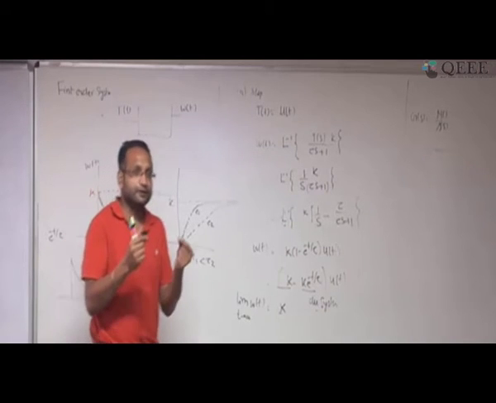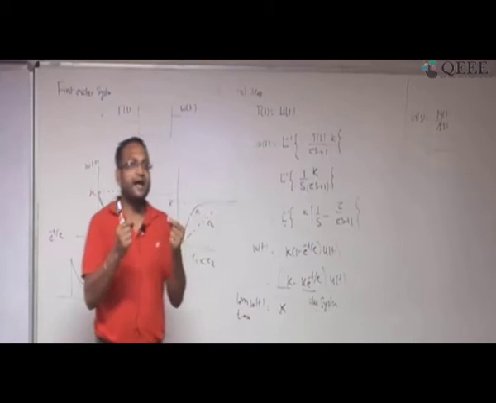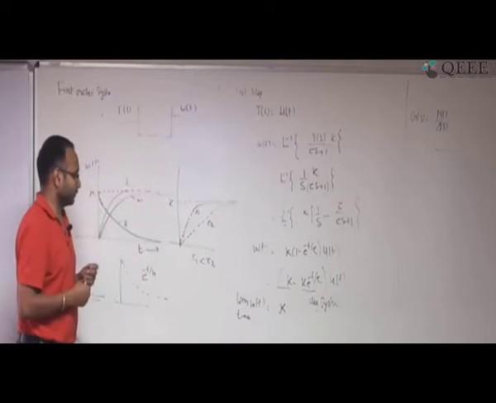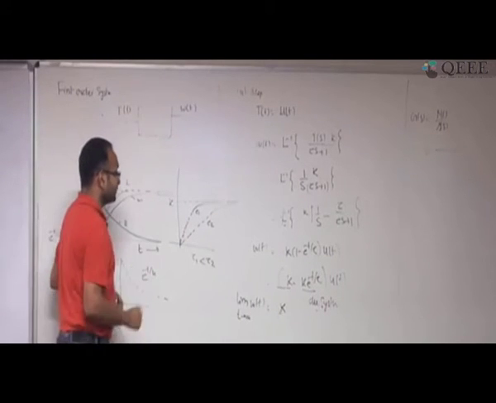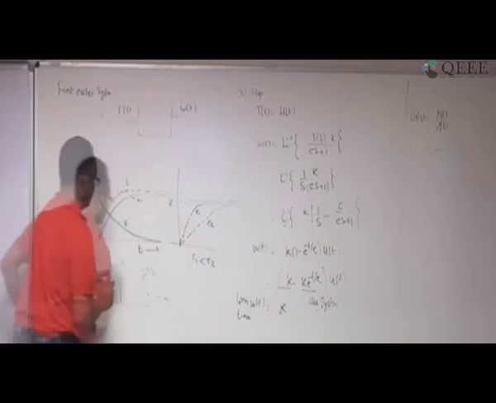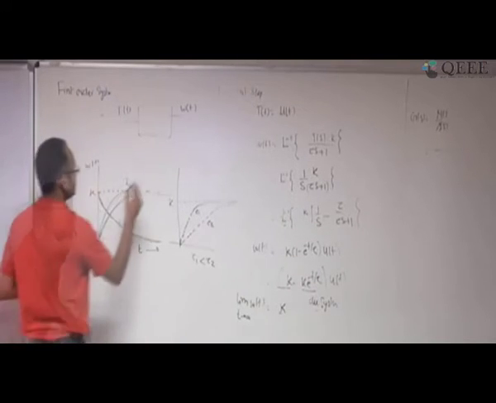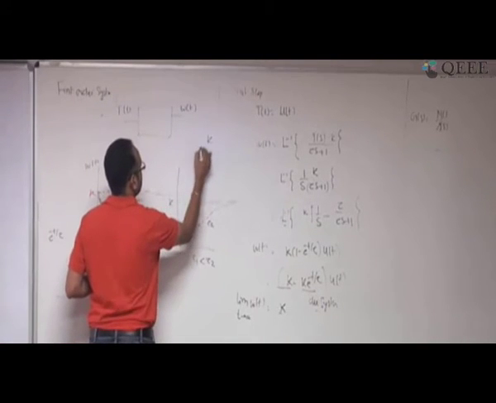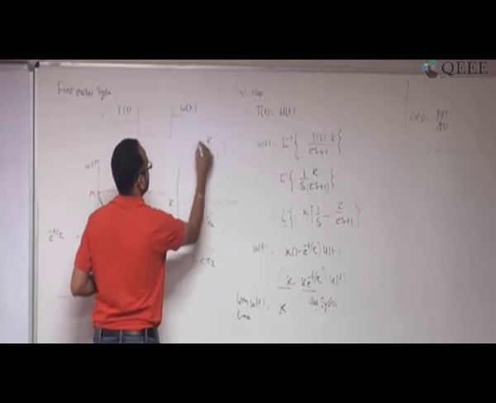So RC, the multiplication of R into C, should be as small as possible. Okay, that's what. Now another way to look at it: in this case, as I mentioned, your system is k by tau s plus 1.